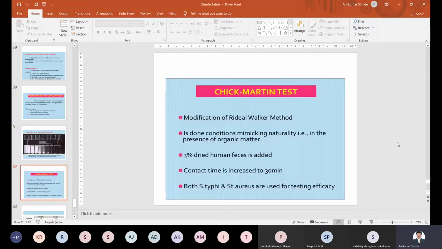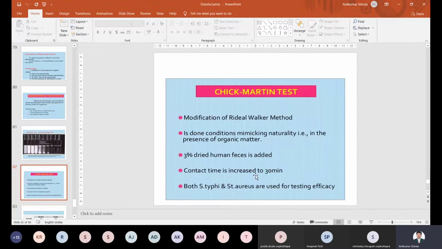पण ह्या Chick Martin टेस्ट मध्ये तुम्ही organic matter use करू शकता, right. So you can use the organic matter as 3% dried human feces added into that test. Right? This is organic matter. So 3%. So the Rideal-Walker टेस्ट मध्ये कुठलाही आपण organic matter use केलेलं नाहीये, पण ह्या Chick Martin टेस्ट मध्ये use करणार आहे. 3% human feces.